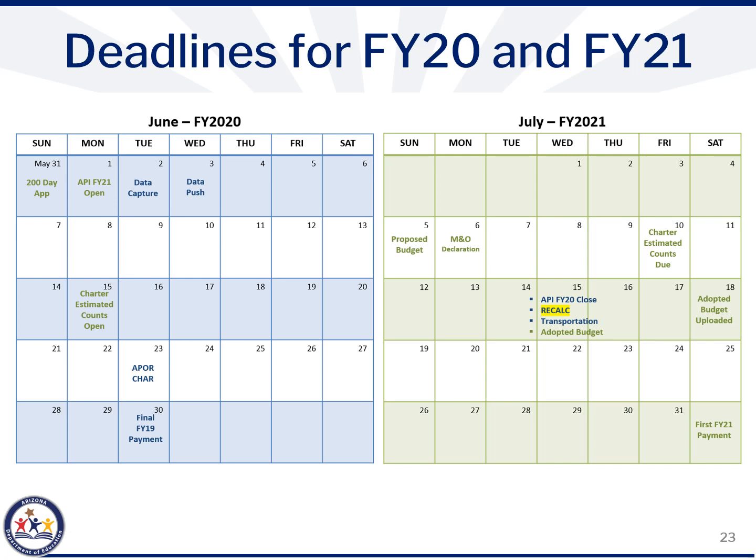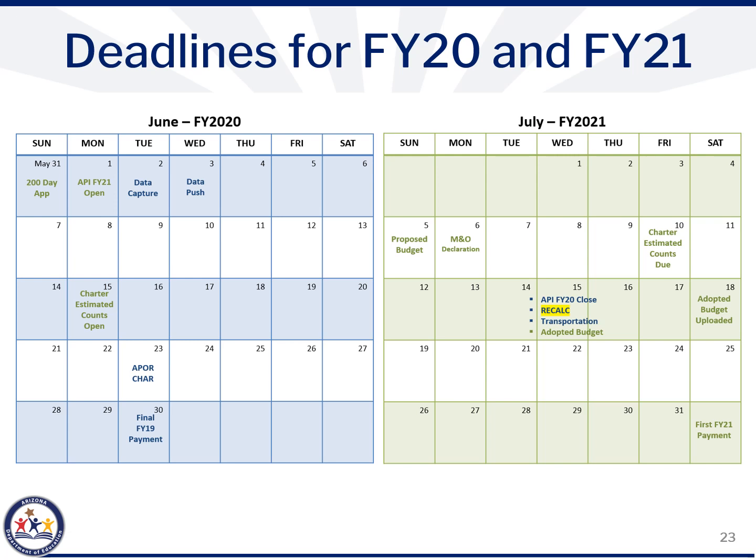For charter schools, the charter estimated counts window is open on June 15th to be considered for your first fiscal year 21 payment in August. We have posted additional information and deadlines on the charter estimated counts memos. Please visit the memos section on the school finance homepage for more information.